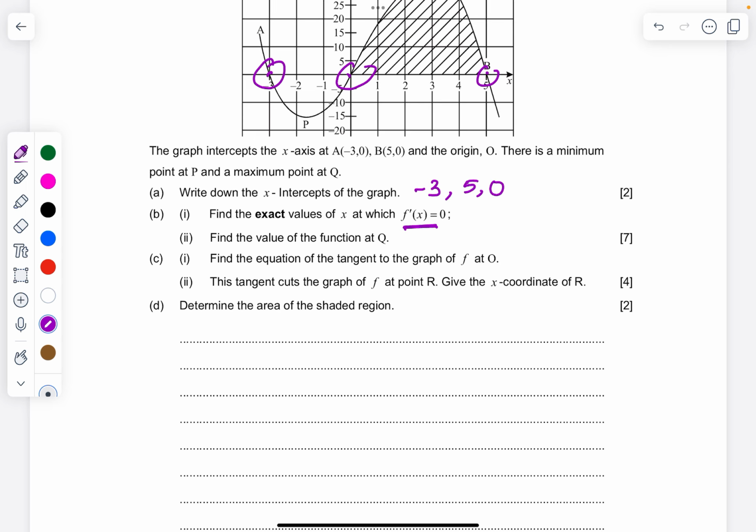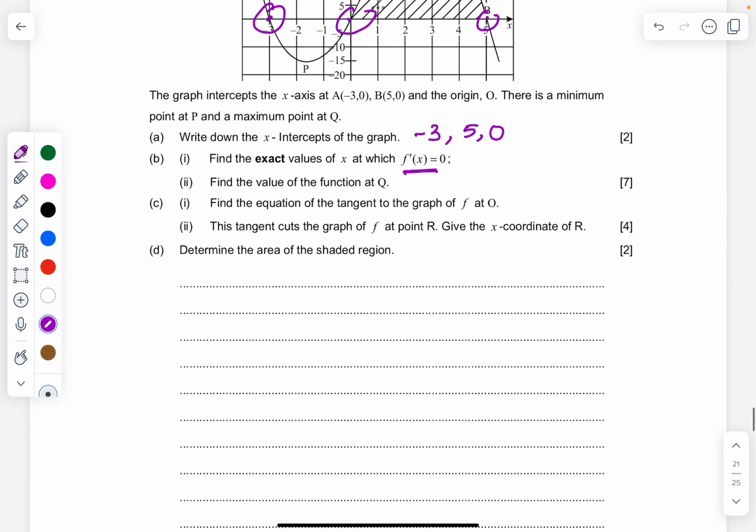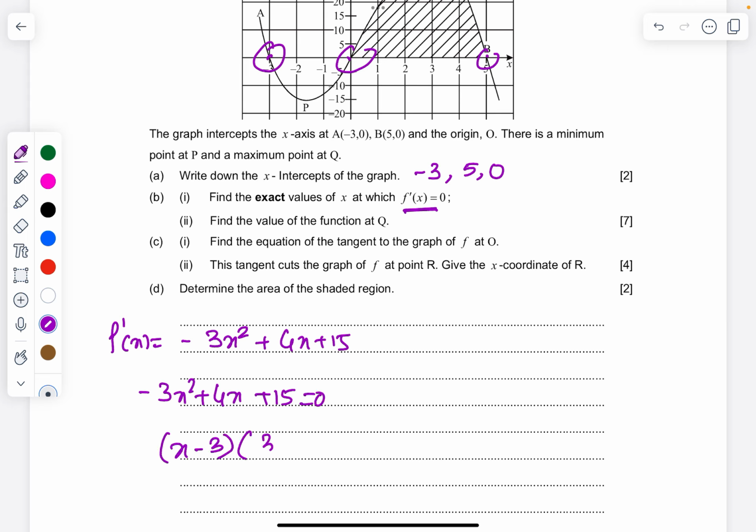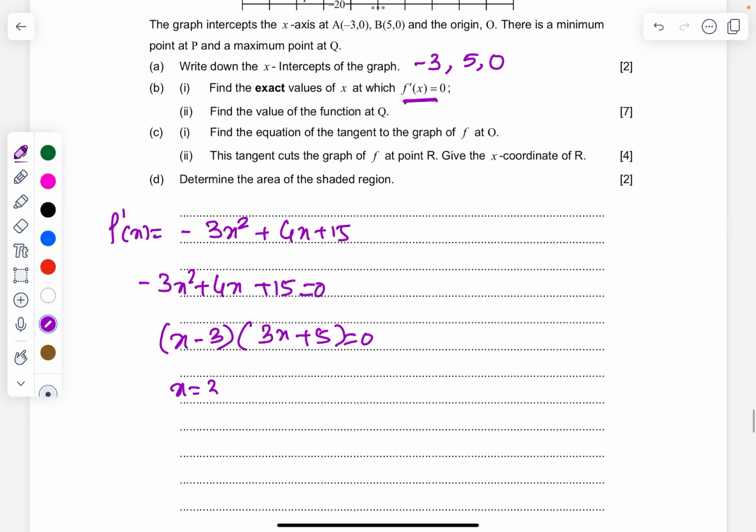Find the exact values when f prime x equals 0. First of all, find f prime x, which is -3x squared plus 4x plus 15. So this should be equal to 0. -3x squared plus 4x plus 15 equals 0. So (x minus 3) times (3x plus 5) equals 0. Or use the GDC. You should be getting x equals 3, x equals minus 5 upon 3.